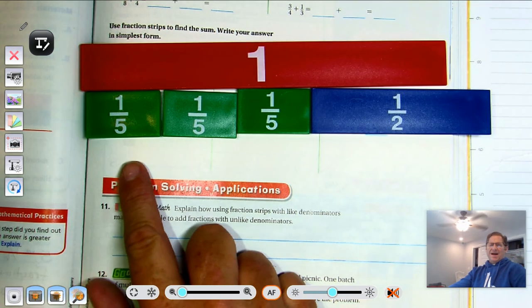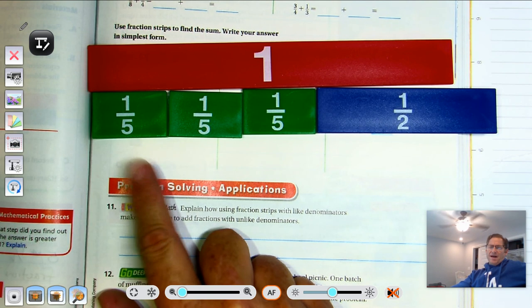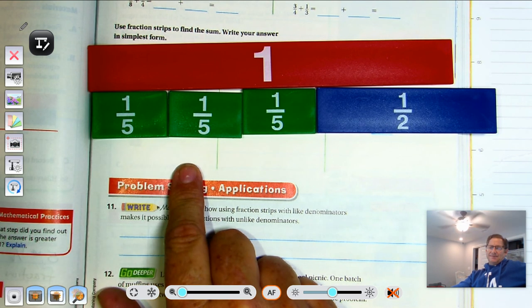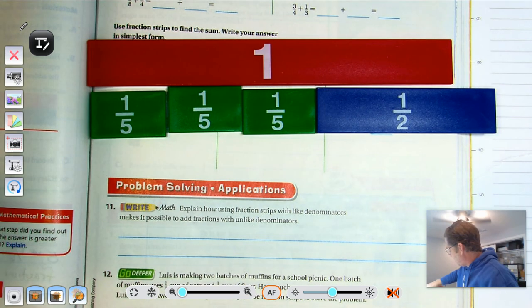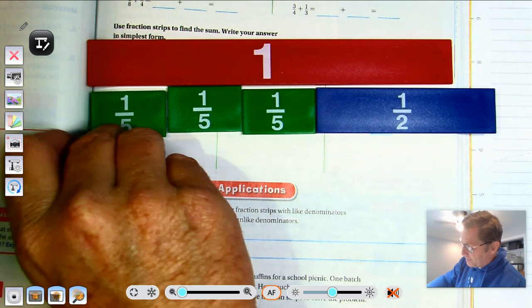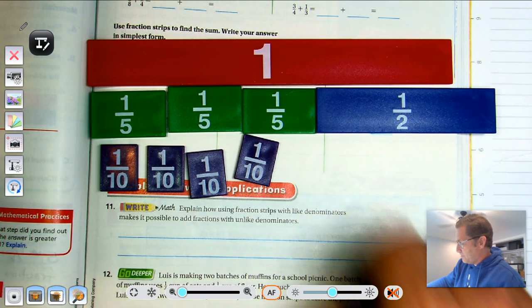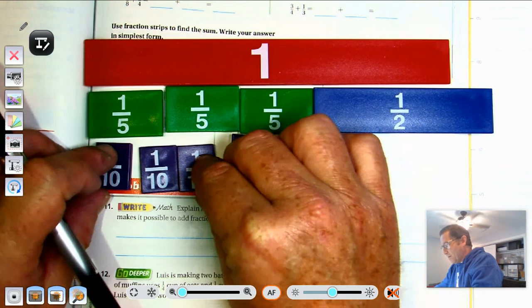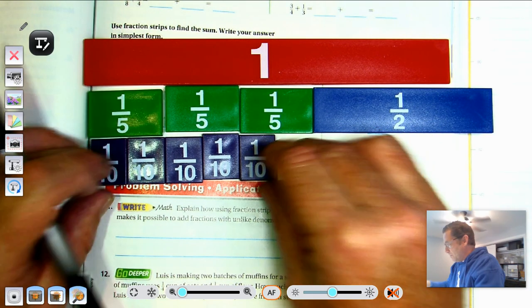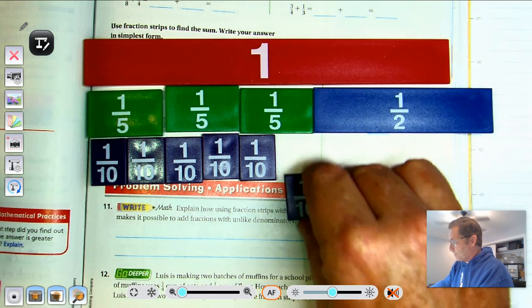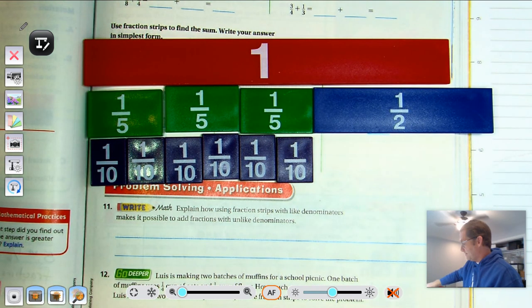So let me think of fives. If I was going to skip count by fives, 5, 10. I wonder if tenths will work. Let's try that. Let's try tenths. Okay, so 6/10 is matching the 3/5.